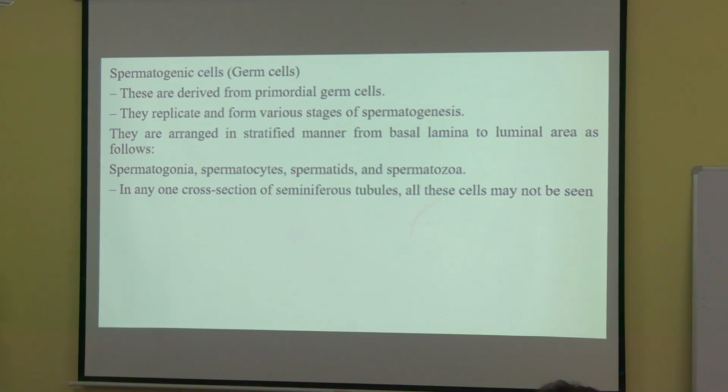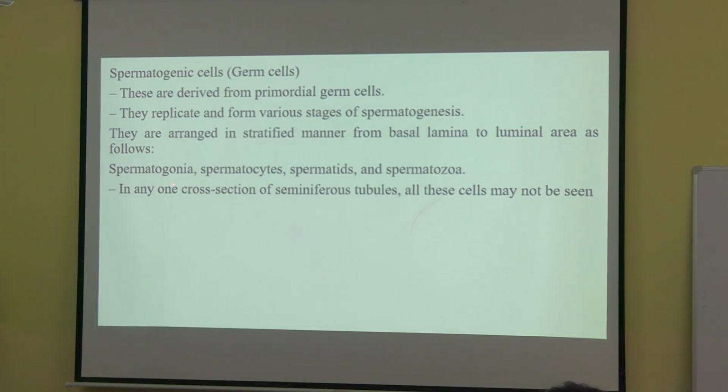Okay, how will they be arranged? First of all, as you can see, from the basal lamina to the luminal area, that means from the basal part of the lumen to the middle of the lumen, how will they be arranged? First is spermatogonia, then spermatocytes, then spermatids, and then spermatozoa. This is the arrangement. Okay? So in histology, this thing should be mentioned.